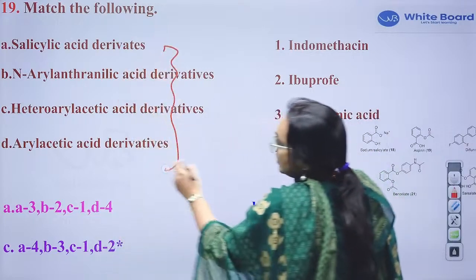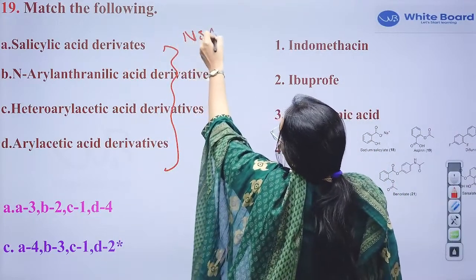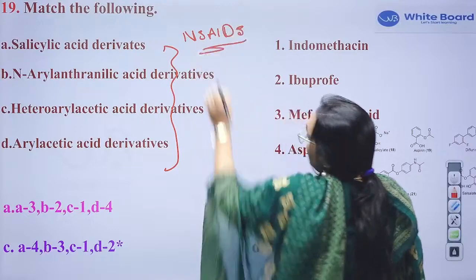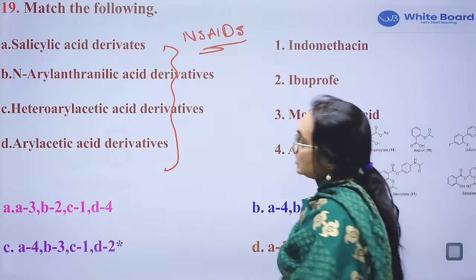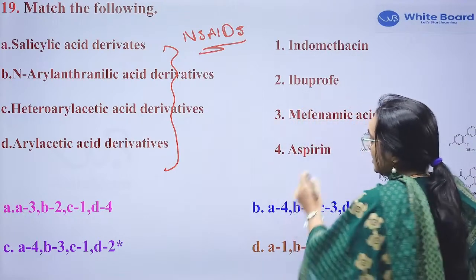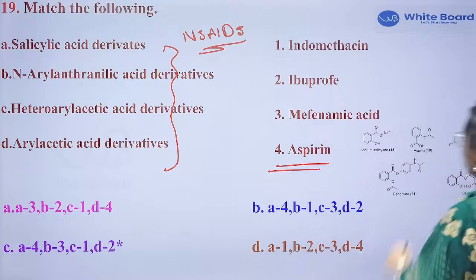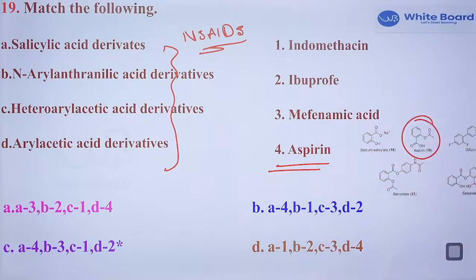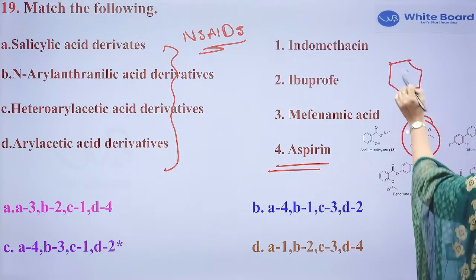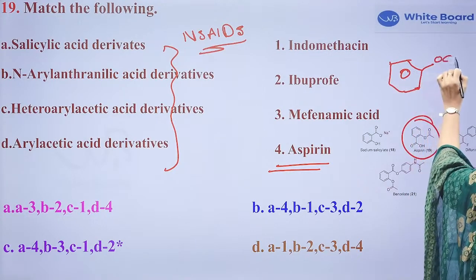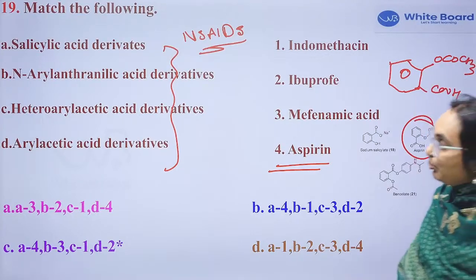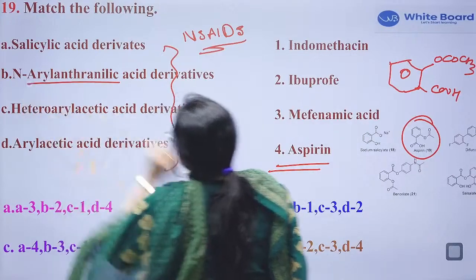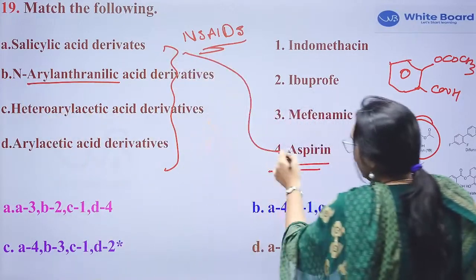Next, match the following: salicylic derivatives, anthranilic acid derivatives. This is the classification of NSAIDs, non-steroidal anti-inflammatory drugs. The chemical classification of NSAIDs. First is salicylic acid derivative. Example is aspirin. This is the structure of aspirin. Next, N-aryl anthranilic acid. So, here salicylic acid derivative A is 4.